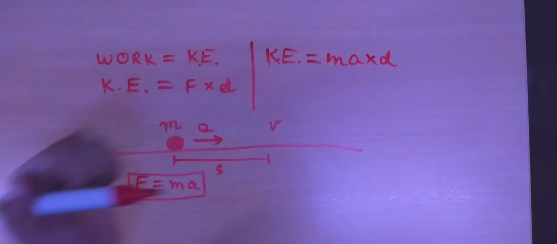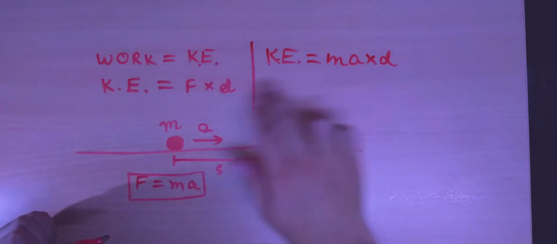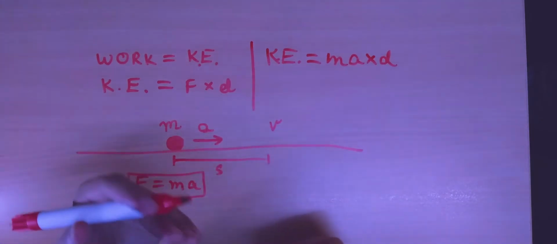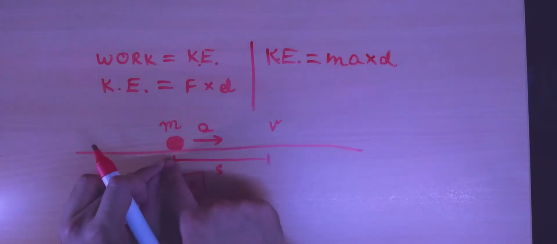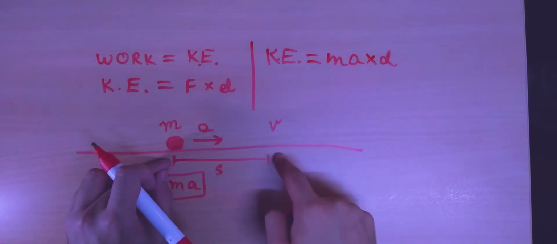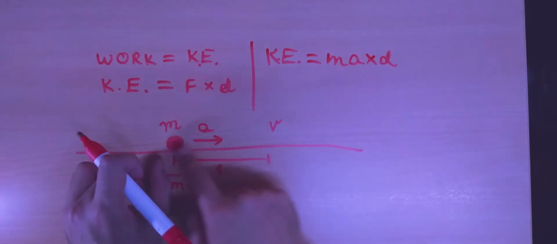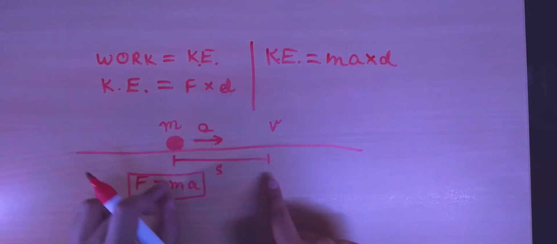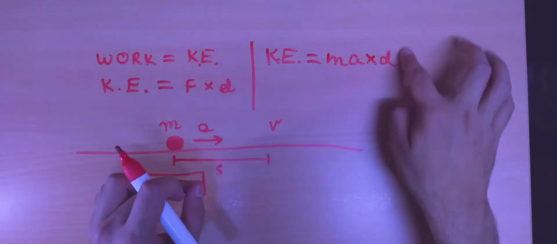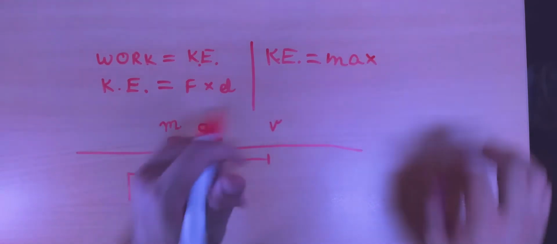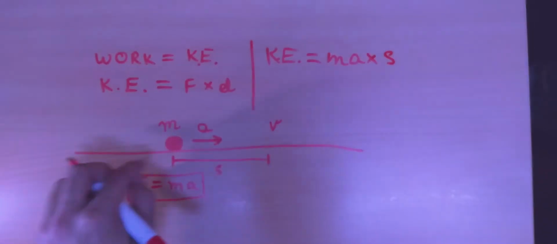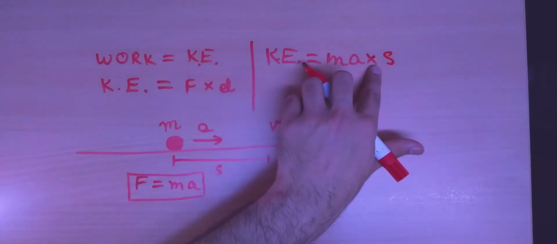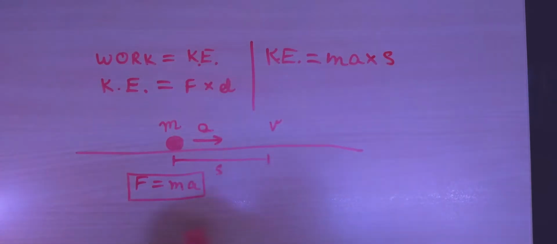So yeah, I have that expression. And what is the distance that this object travels while the force is being exerted? The force is being exerted for this duration, during which the ball travels from this point to this point, and in this duration it travels a distance of s units. So instead of writing d, I can write that as s. Now what I get is Ke equals mass into acceleration into the distance.